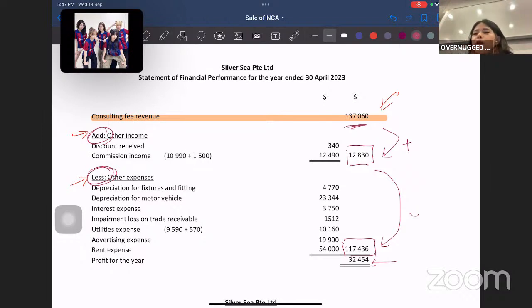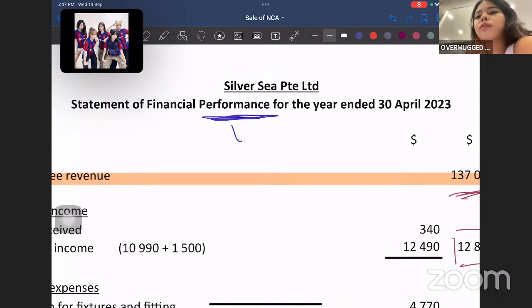Okay, so this is for performance. So let's recap one more time. So for statement of financial performance, what are you looking for? What exactly are you calculating in this statement? This one, right? My profit. So how to find profit? Income minus expense.